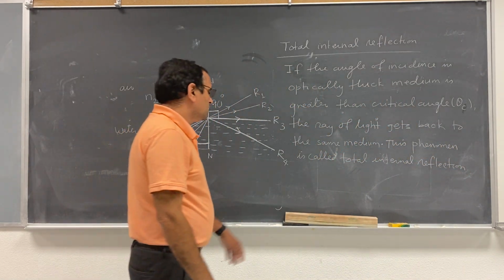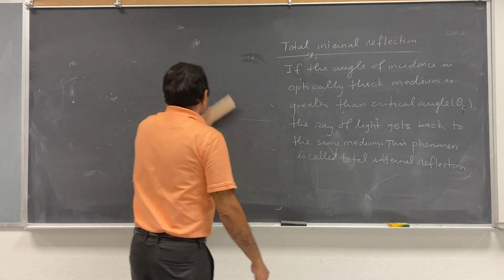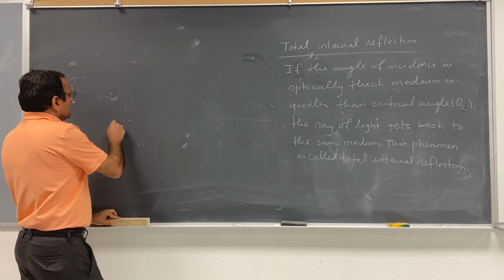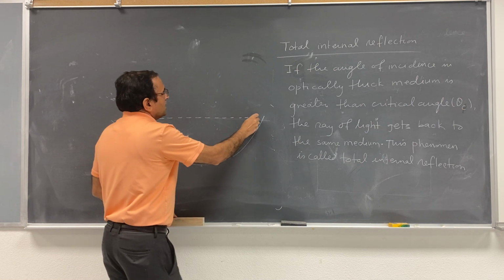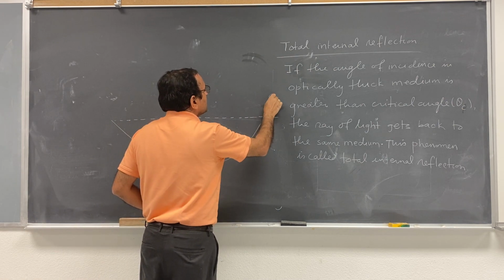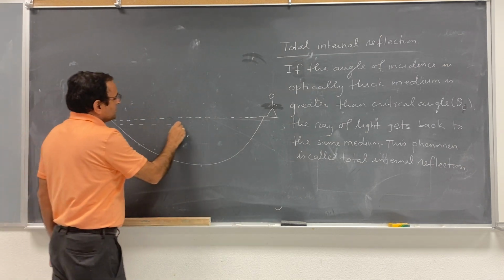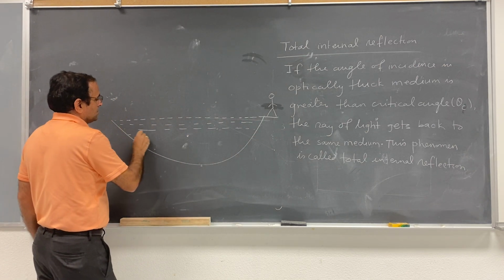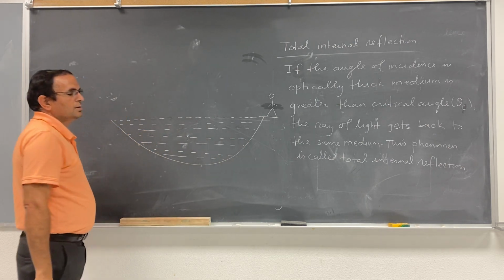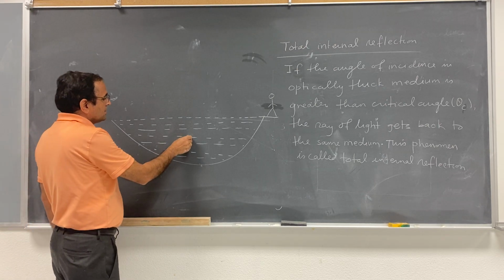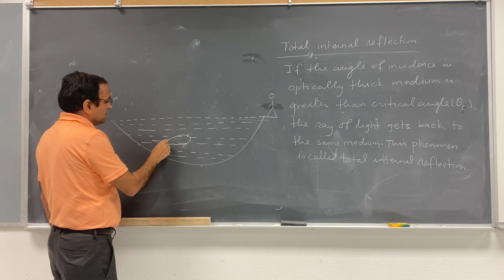Now people can ask you conceptual questions from here. Look at this. Let us suppose this is a pond, and this is a shore. The fisherman is standing here. And of course here is the water. And consider here is the fish. This is the fish.